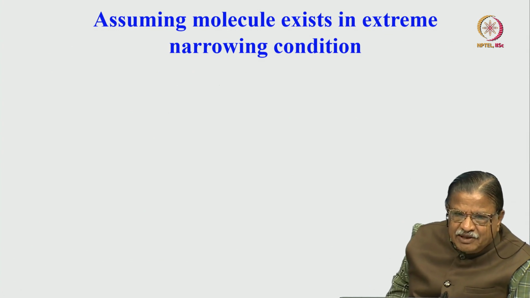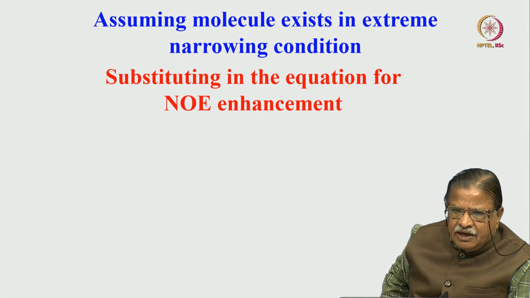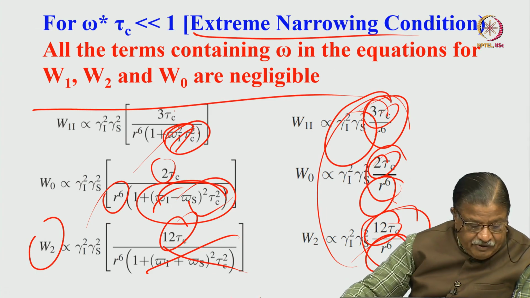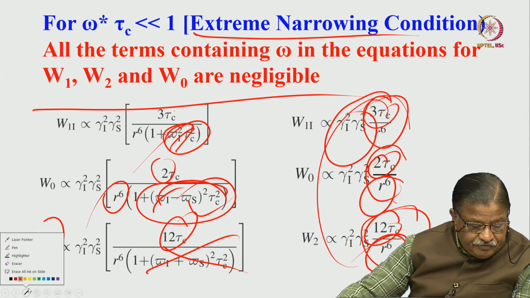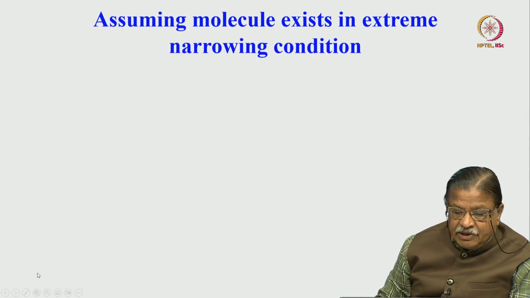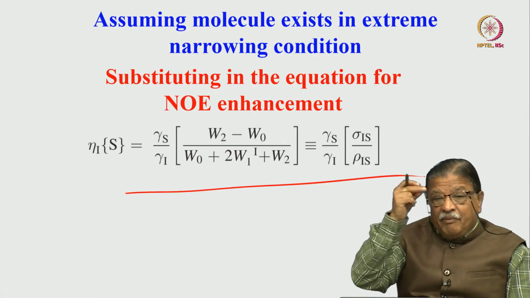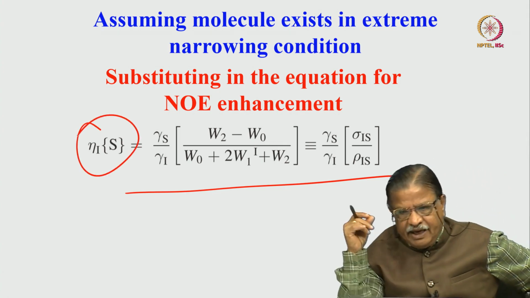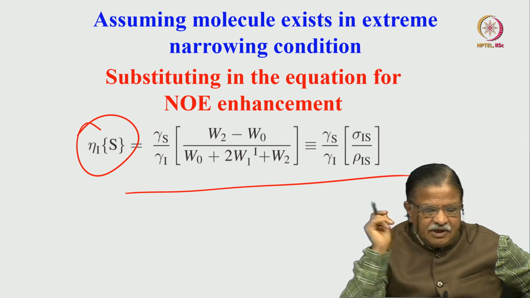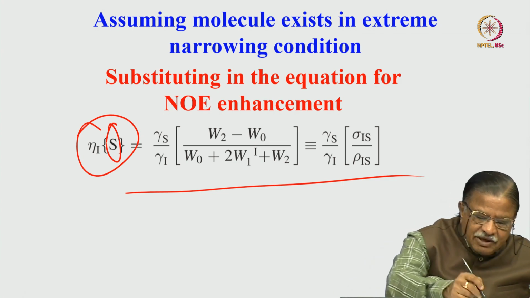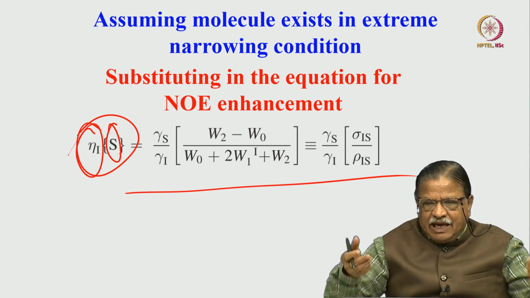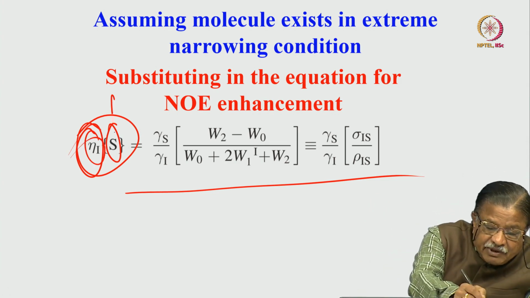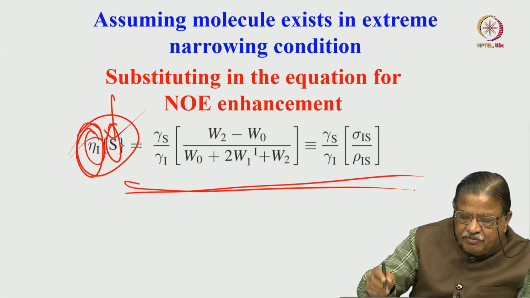Now assuming the molecule exists in the extreme narrowing condition, I substitute the parameters we arrived at for all three into this equation. This is the equation. Remember I told you about enhancement in the signal intensity. This term is called eta, the enhancement term. If I saturate the spin S, how much NOE intensity gain I am going to get is given by eta. Eta I tells you about the NOE factor when I am irradiating the spin S. This was the equation I told you earlier.